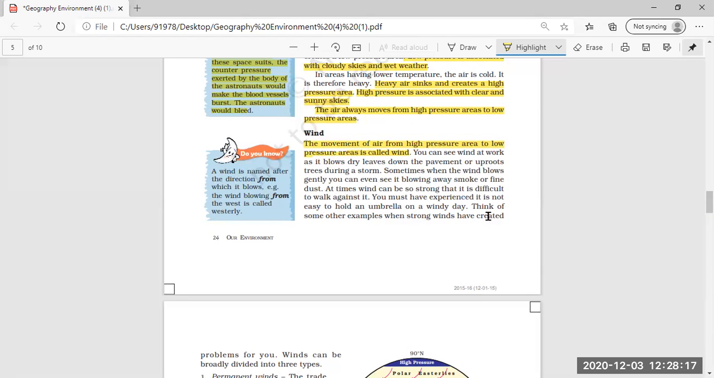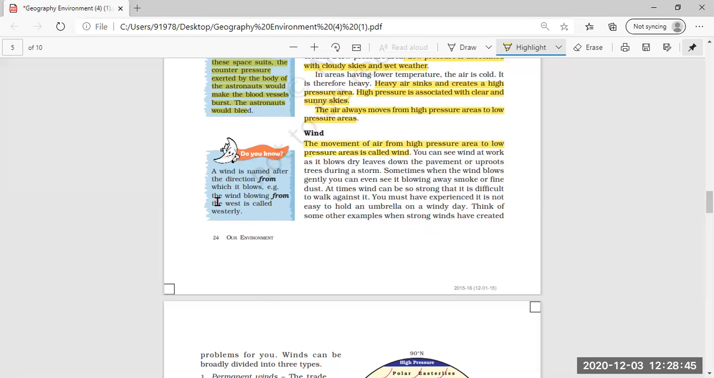You must have experienced it is not easy to hold an umbrella on a windy day. When the wind is blowing, you cannot hold your umbrella. It always moves backward, or it even turns upside down. So this is the way you can observe that it is a windy day. Think of some other example when strong winds have created problems for you.